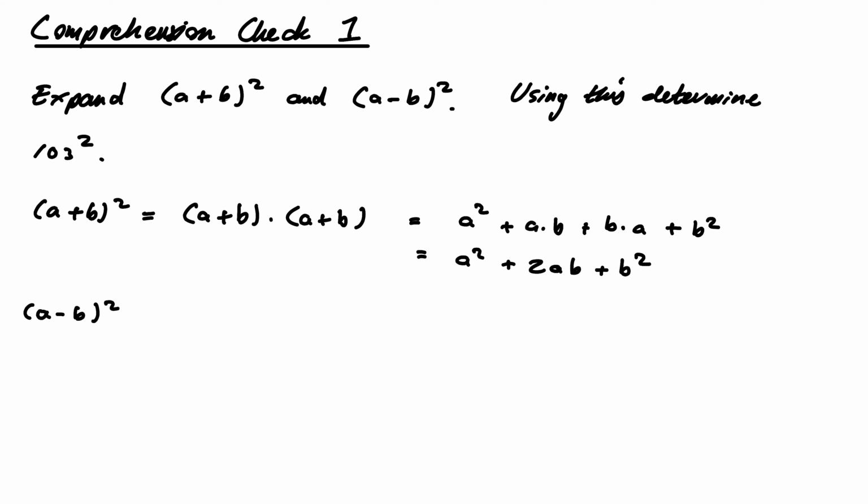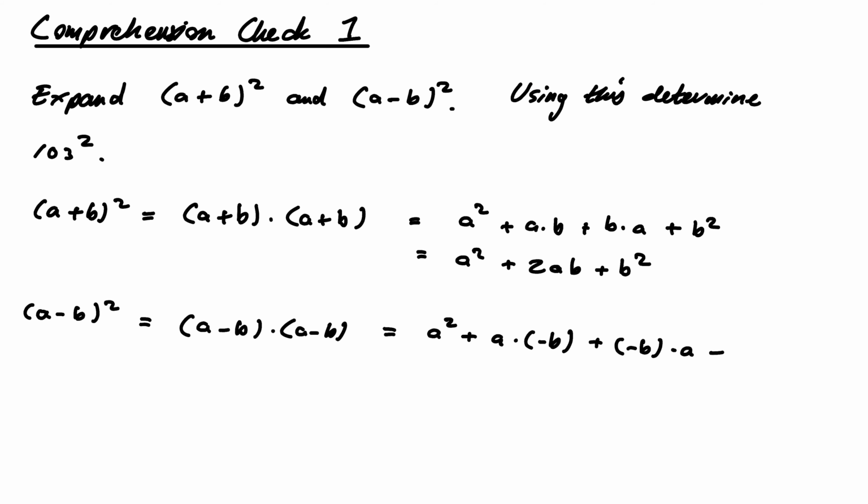(a minus b) squared is a very similar story. (a minus b) times (a minus b). So the first, a squared, plus the product of the outer ones, so that's a times minus b, plus the product of the inner ones, that's minus b times a, and finally the product of the last, sorry, so it's (minus b) all squared.